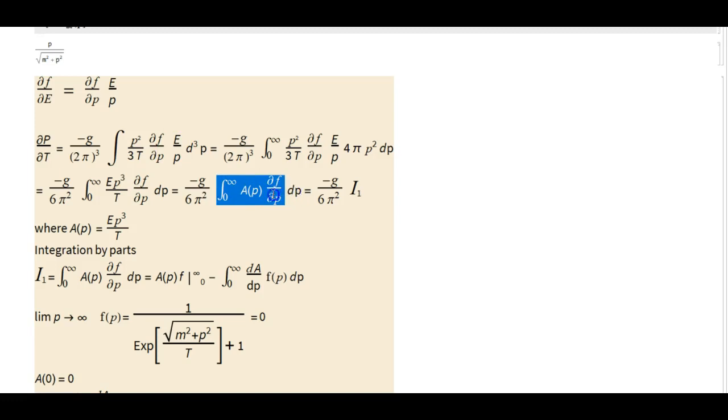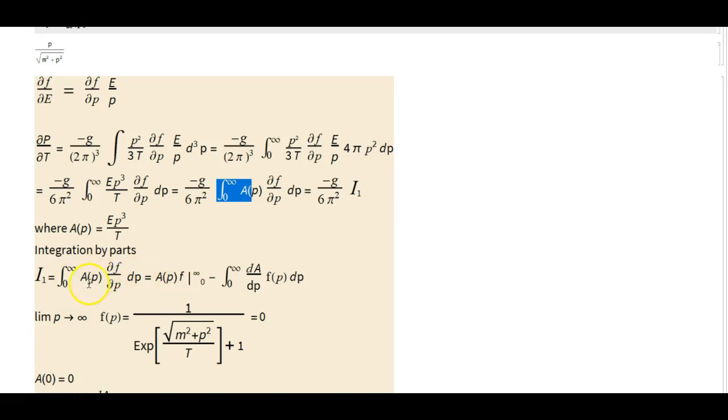Now this is for a given temperature. A(p) is a function of p for a given temperature, and now I am going to integrate it over all possible p values, and that integral I am calling I1. So I1 is this integral of A(p) df over dp, integrating over all possible values.